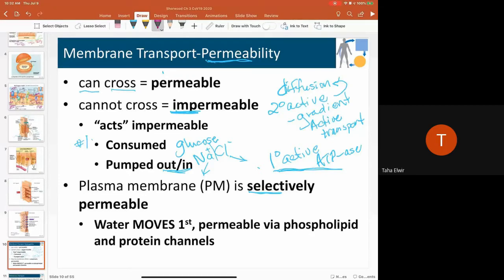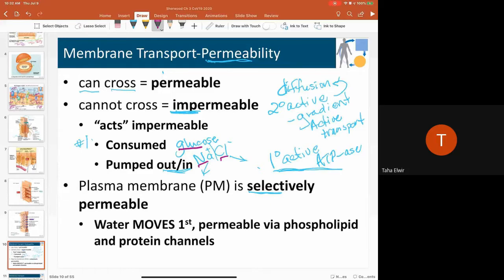So glucose is said to be impermeable. Sodium chloride is said to be impermeable. The big things, big proteins can't get in. Enzymes usually can't get in. They have to attach to something. Hormones have to attach to something on the outside to activate the cell.